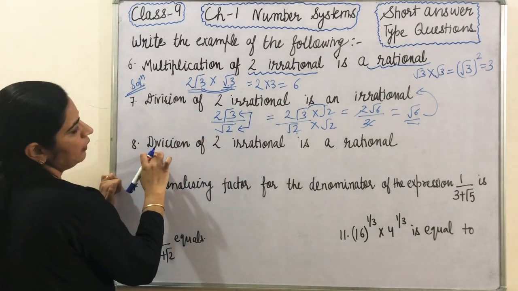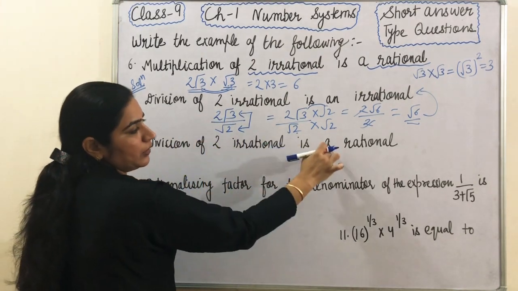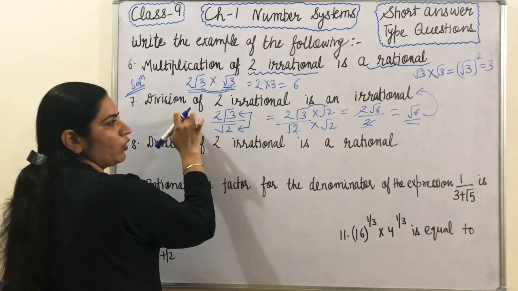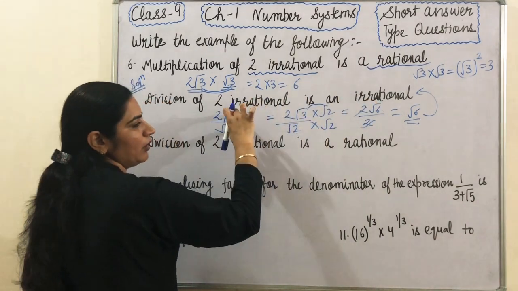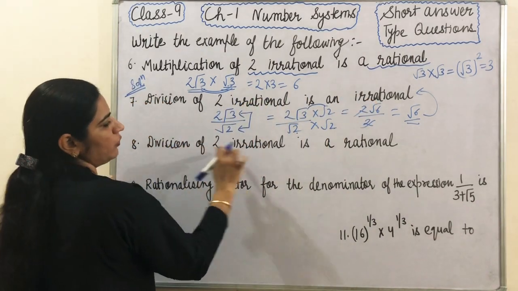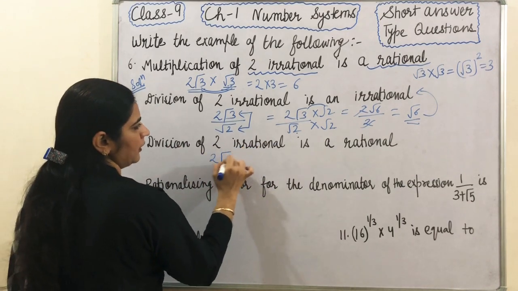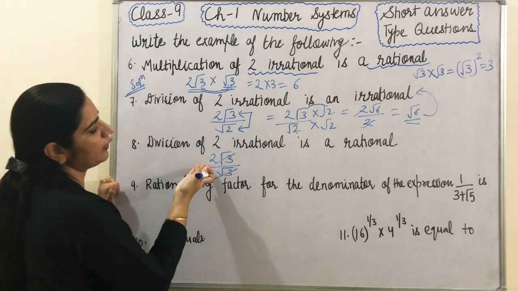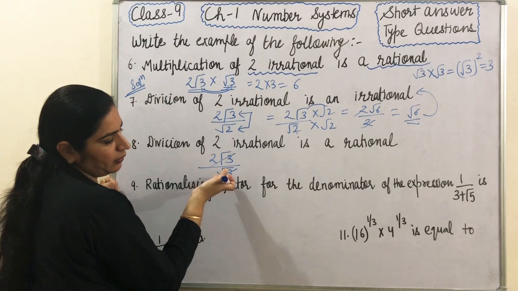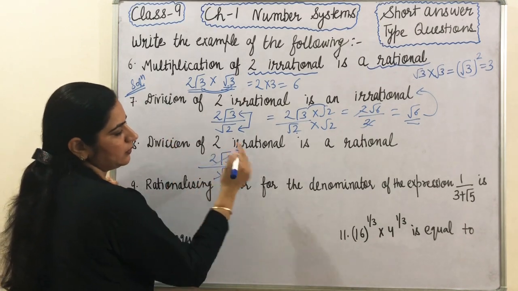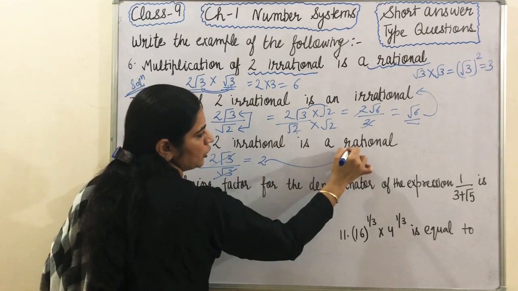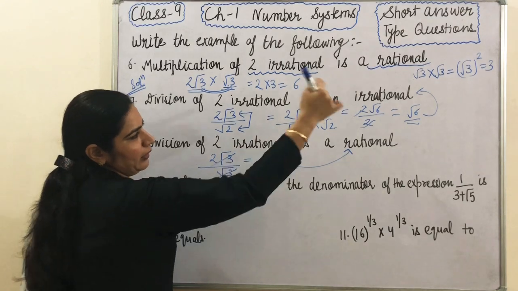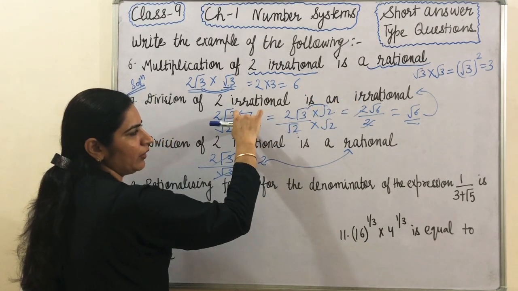Okay, next one, division of two irrationals is a rational number. Here rational is required, so we will take the same number. In the previous question irrational was required, so we took different irrationals. Division of two irrationals is a rational number, so the same root 3 will be cancelled. First number here I have taken as 2 root 3, second as root 3, which will be cancelled, and the final answer is 2, which is a rational number. When rational is required, we take the same number. When irrational is required, we take different irrationals.